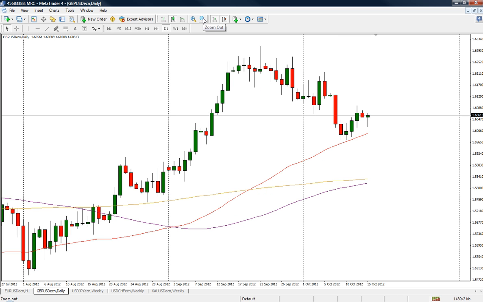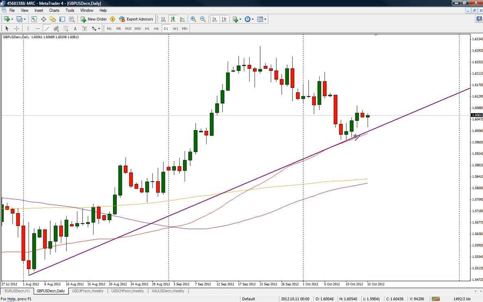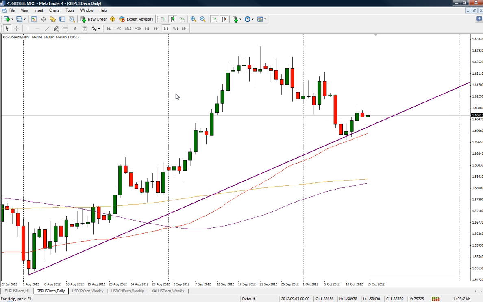In terms of the daily charts, I'd keep trendline support up there. You see that's holding quite well. We also have this 55-day moving average, which is supporting as well, so a nice sort of confluence.